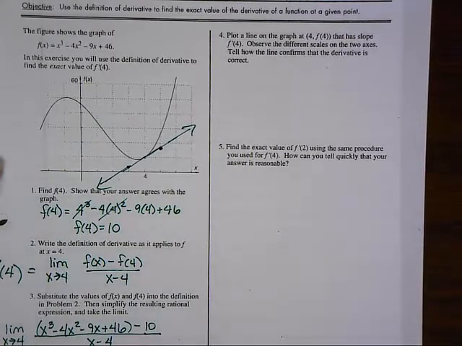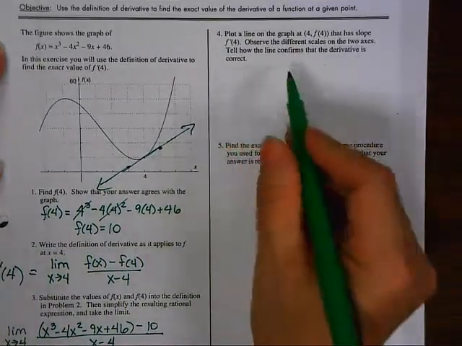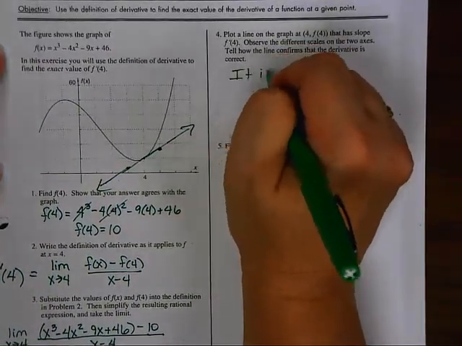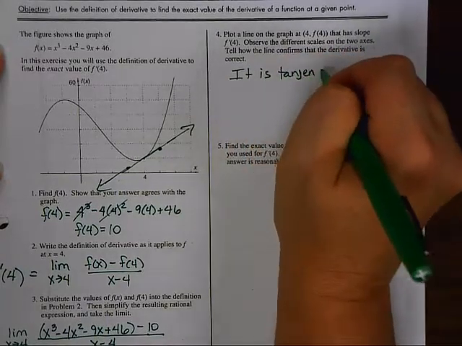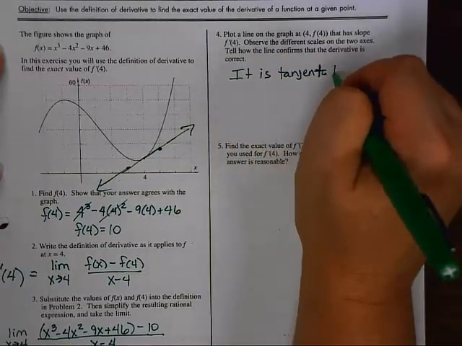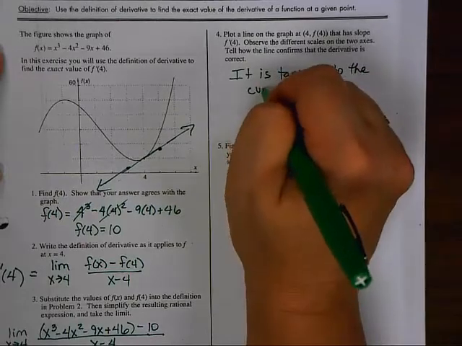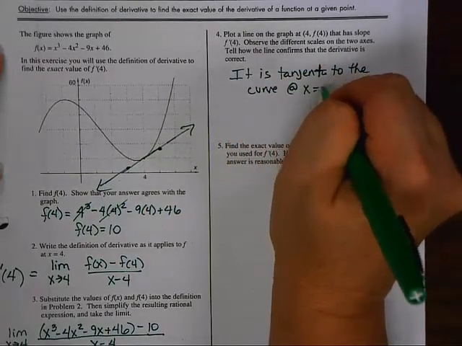Is it a coincidence that it looks like that, or was it supposed to? Tell how the line confirms the derivative is correct. It is tangent to the curve. Tangent to the curve at x equals 4.